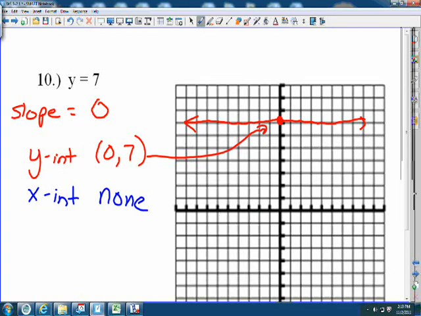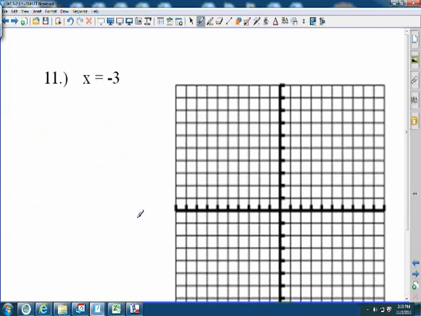Next. I've got x equals negative 3. Okay, then this cannot be put in the calculator. You're going to have to know to go on the x-axis and go over here to negative 3. Now, once I'm here at negative 3, everywhere on this line, it's got to be a vertical line. Every point is negative 3, something.